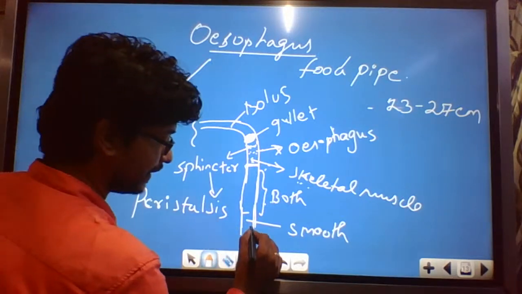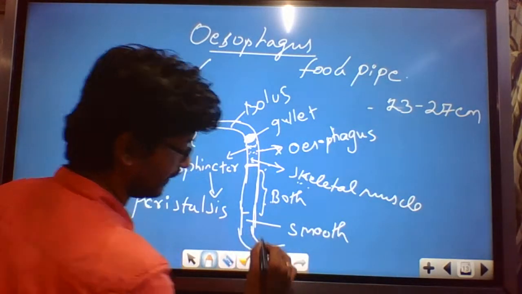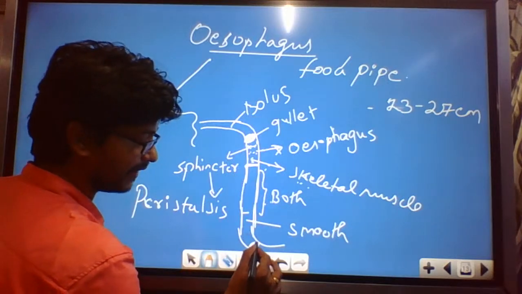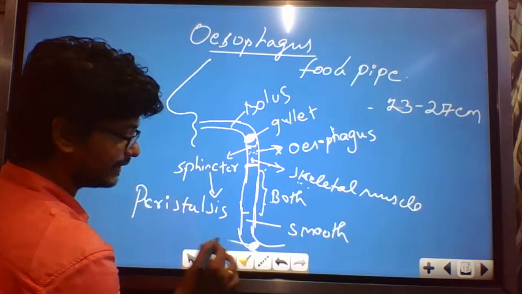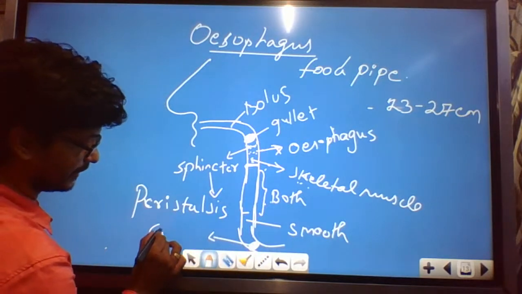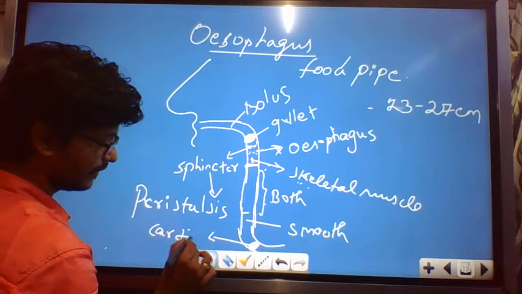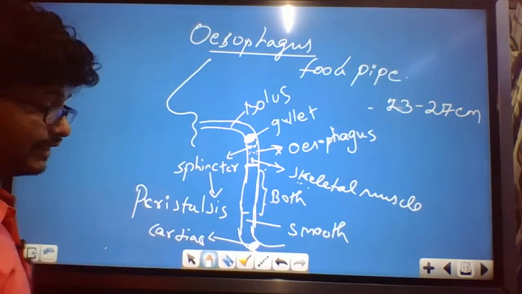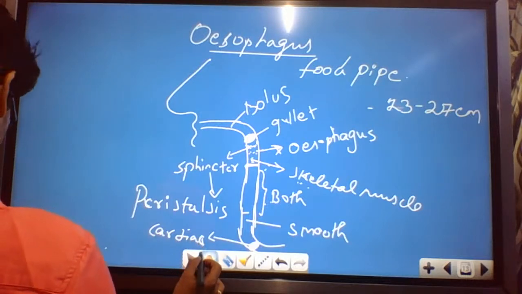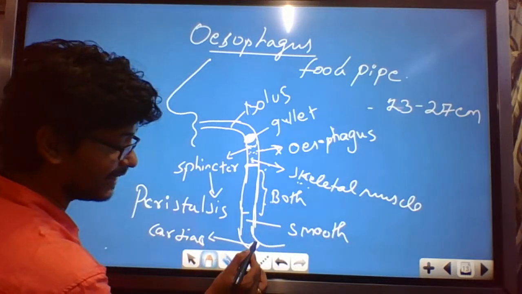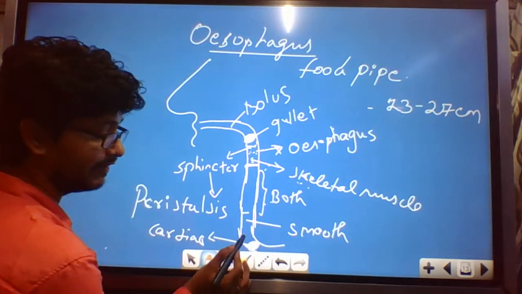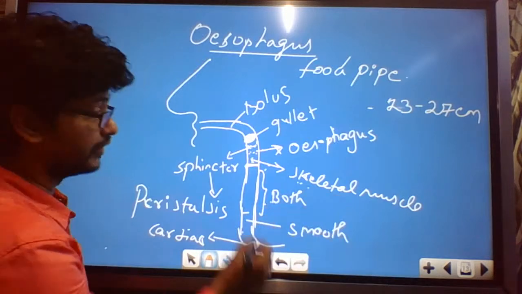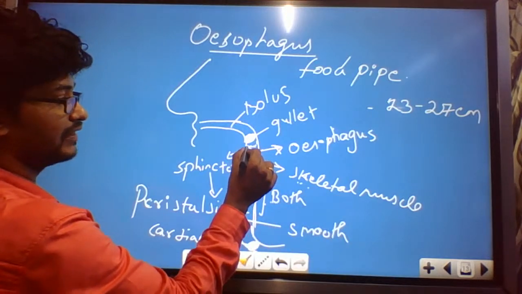Then at the closure, at the end of the esophagus, we have another type of muscle, called the cardiac sphincter muscle. This is also a sphincter muscle, but here the name is cardiac sphincter. This acts like a connection between the esophagus and what comes next, your stomach.